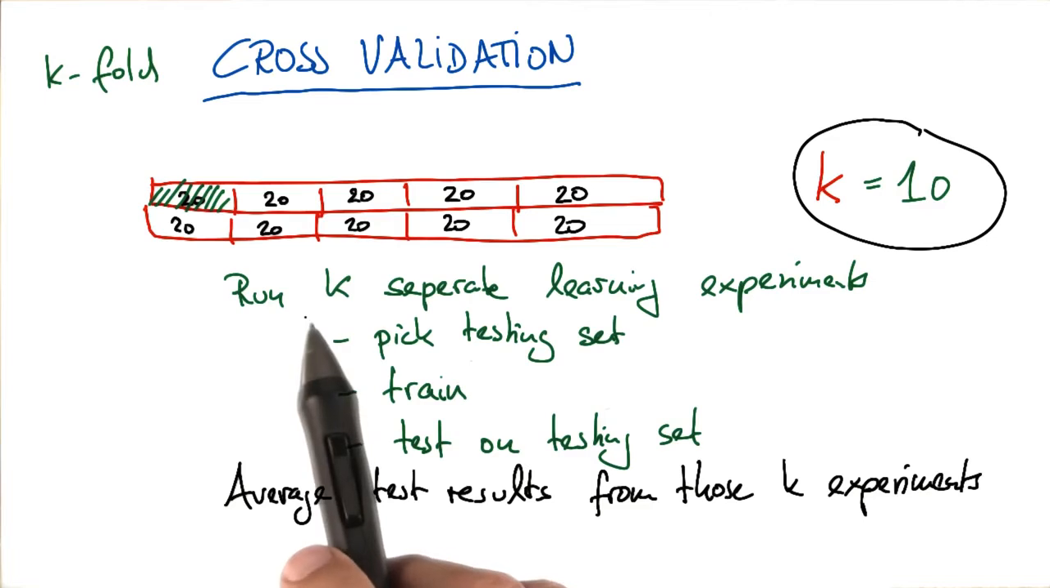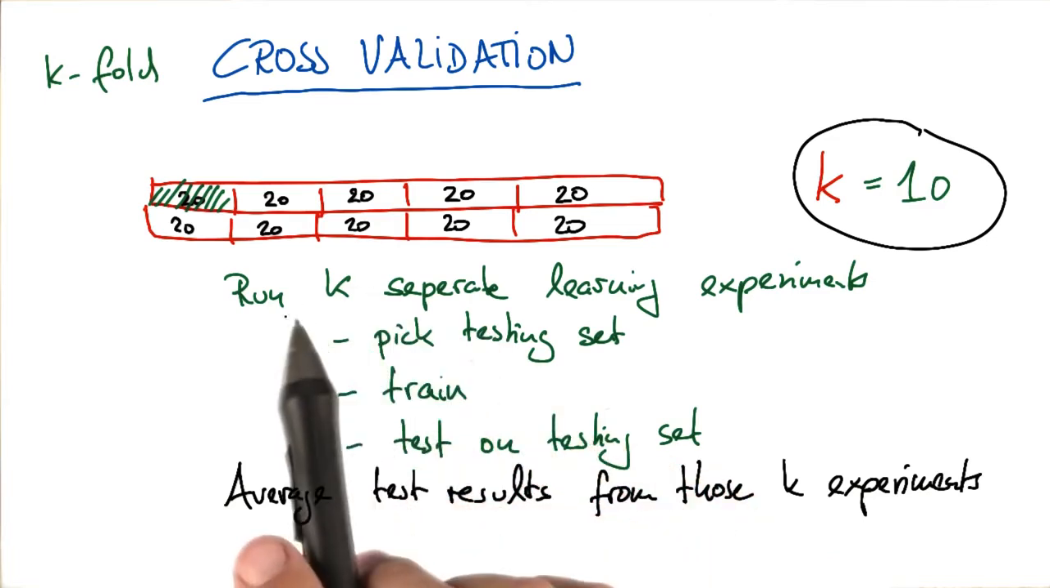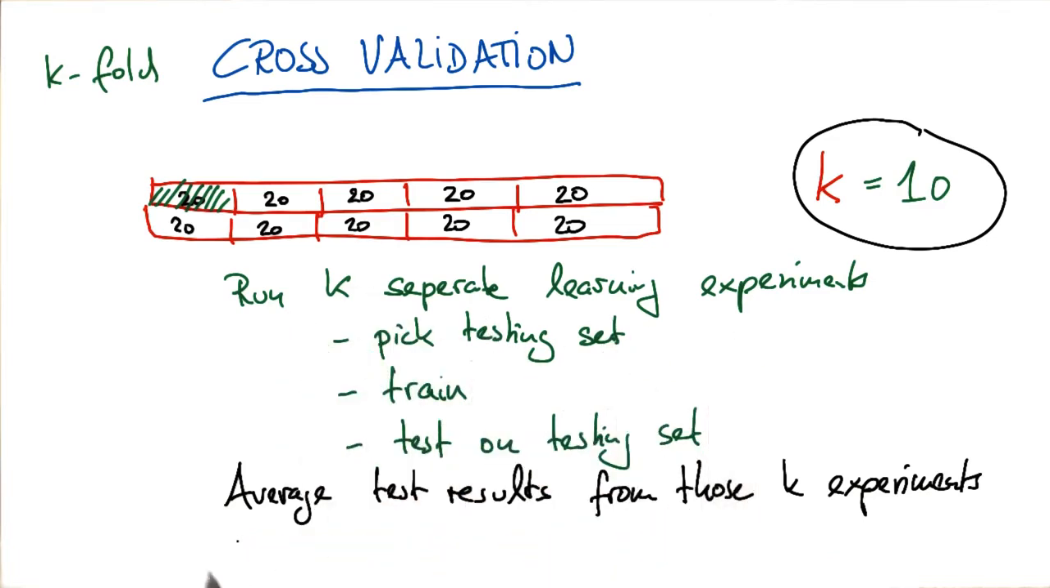So obviously this takes more compute time because you now have to run k separate learning experiments, but the assessment of your learning algorithm will be more accurate. And in a way, you've kind of used all your data for training and all your data for testing, which is kind of cool. So let me just ask one question.